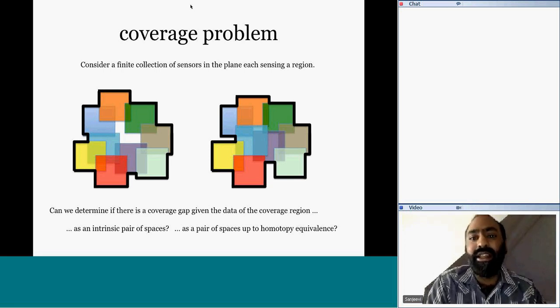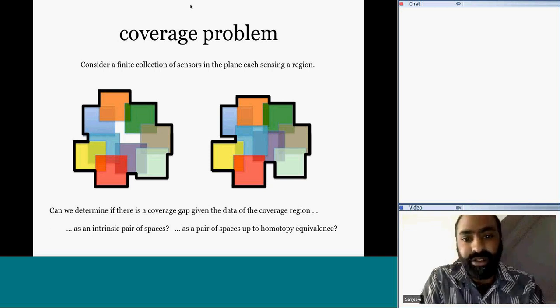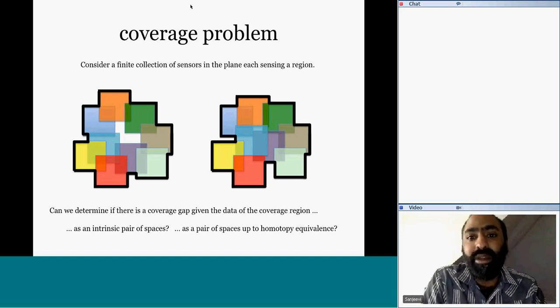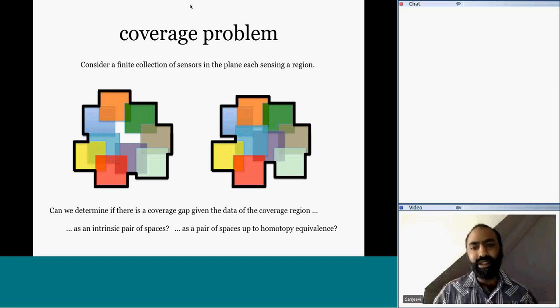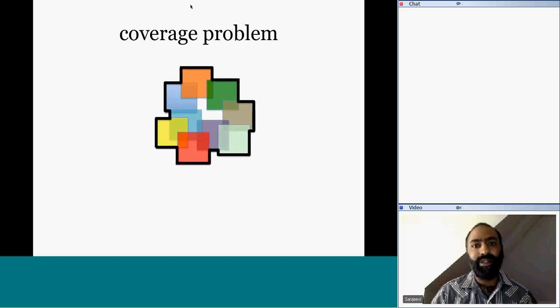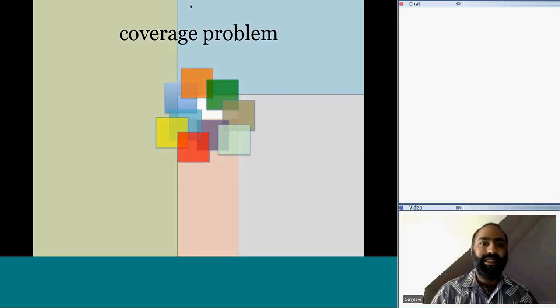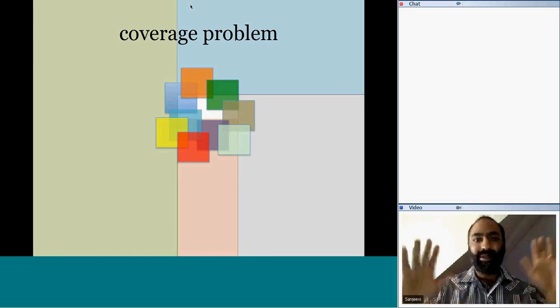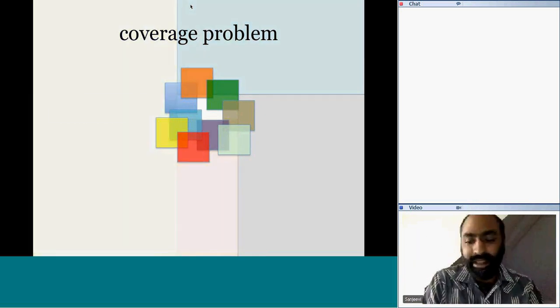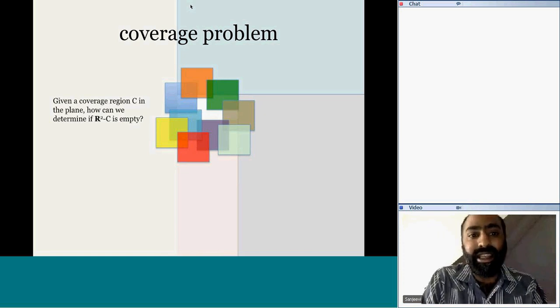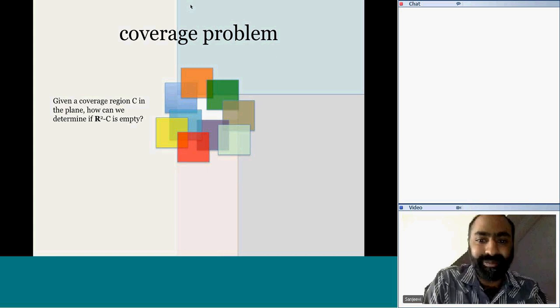What makes this quite interesting is, what if I only know my coverage region, the sum total of all those colored regions, and the fence region as an intrinsic pair of spaces? Or even, what if I only know them as a pair of spaces up to homotopy equivalence? Can I answer this question? Simpler, let's hack the problem a little bit. Let's get rid of the fenced off region, and possibly add in some super sensors. So that question really becomes: given a region C in the plane, determine if the complement in R2 is empty or not, just by looking at the intrinsic topology of C.